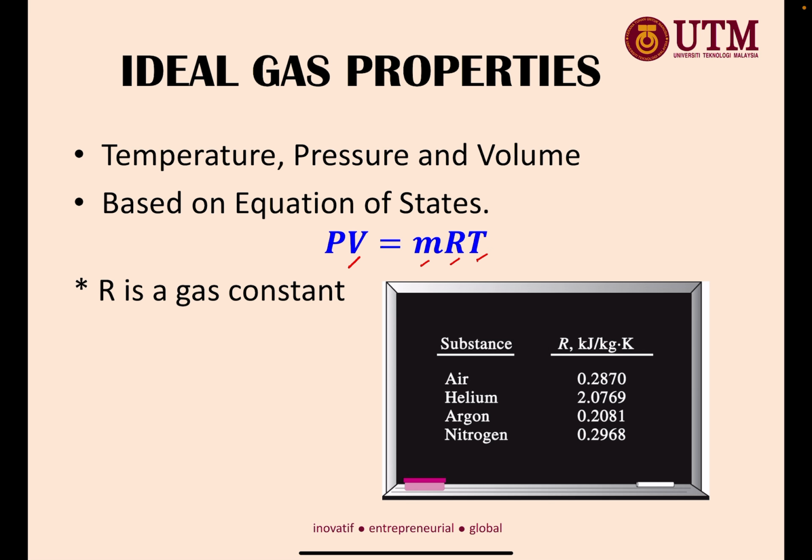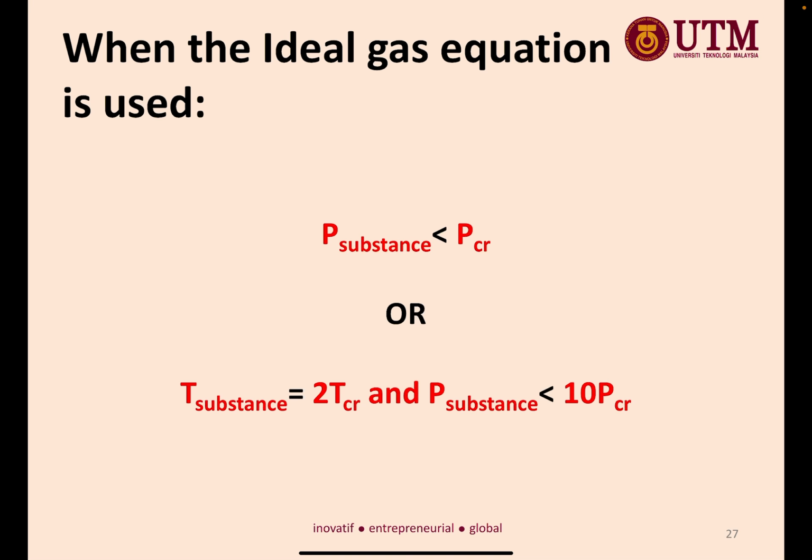The ideal gas constant can be found in Table A-2, where here is some of the values for R for air, helium, argon, and nitrogen. So when can you use the equation of state, and when can you not? If the gas meets the following requirement, then you can use the ideal gas equation. The first requirement, either or: P substance is less than P critical.